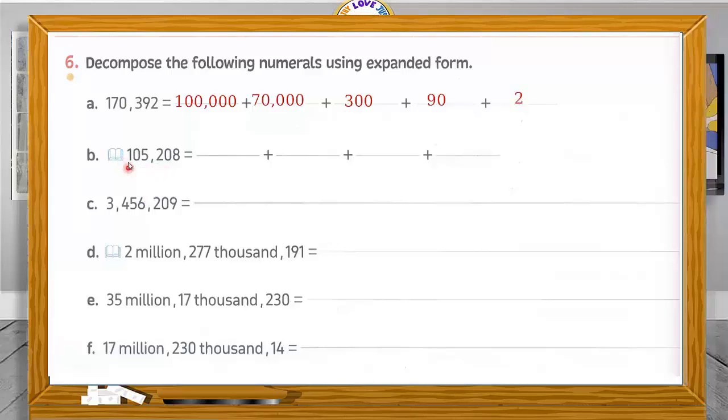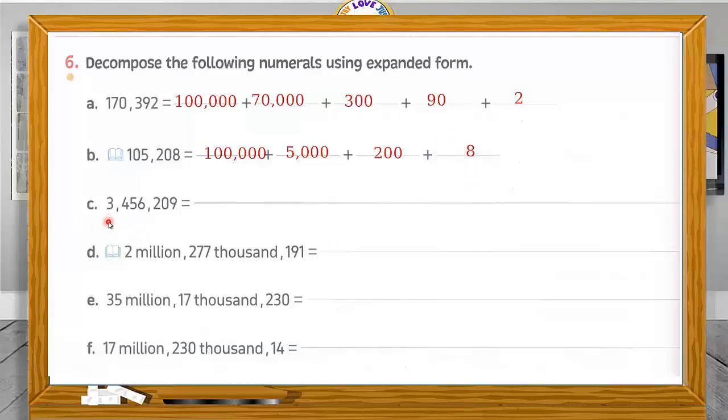Next one, we have 105,208. 100,000 means 1 and 5 zeros like this one. In 10,000 place, we have nothing. In thousands place, we have 5, write 5,000. And here we have 2 in hundreds, write 200. Nothing in tens, write 8 in ones place.